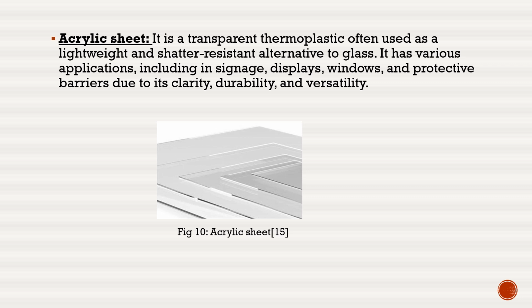Next, we are moving to the acrylic sheet. It is a transparent thermoplastic often used as a lightweight and shatter resistant alternative to glass. It has various applications including signage, displays, windows and protective barriers due to its clarity, durability and versatility. This is used as our casing, acrylic sheet.